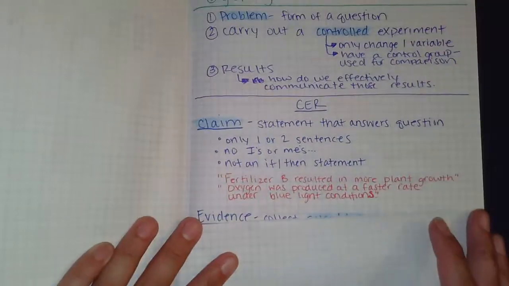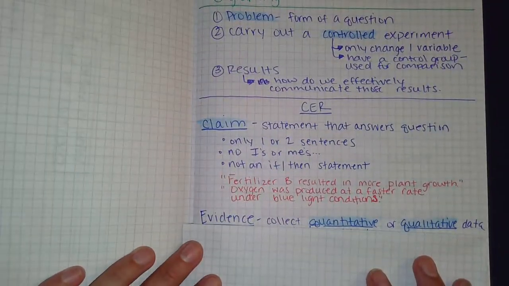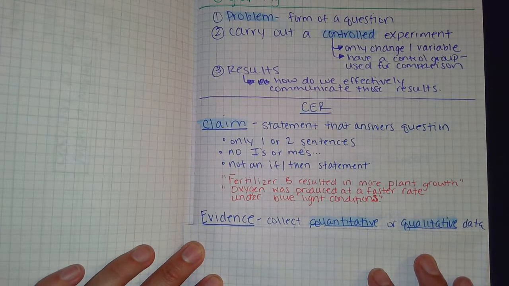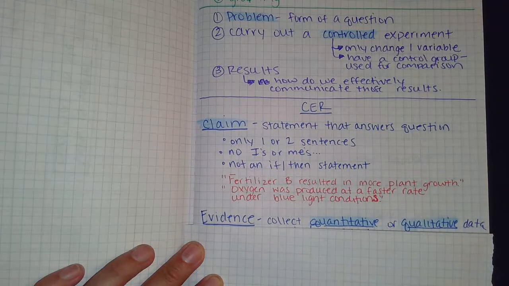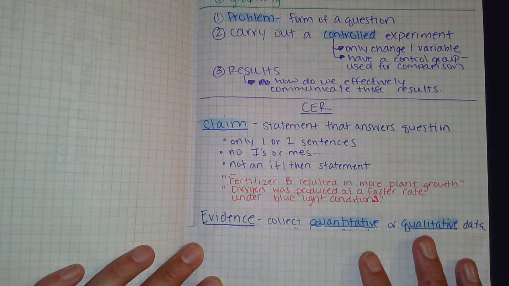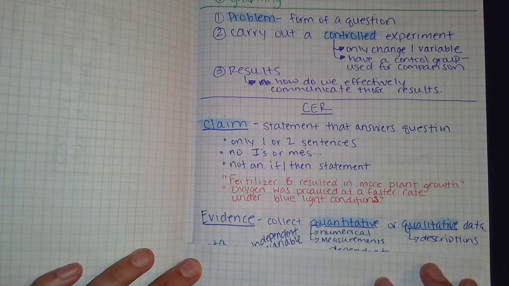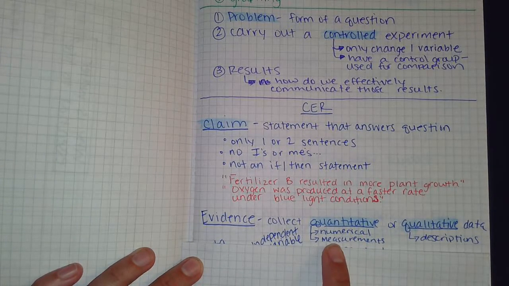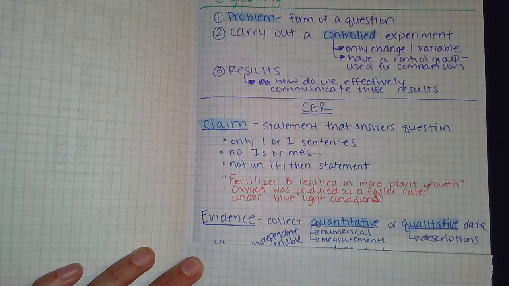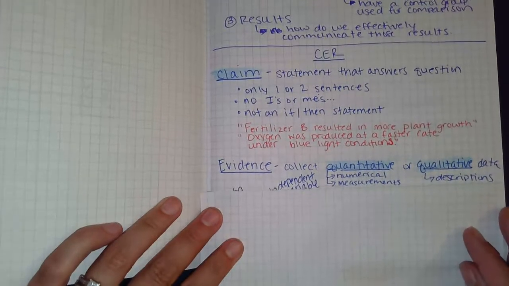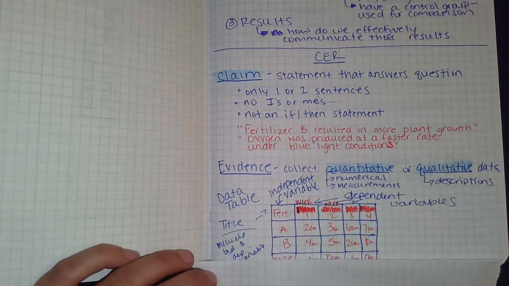Okay, the evidence section is usually pretty good too, but here's where we get some specifics on how we want to graph. So in the evidence section, you're going to collect one or two types of data, quantitative or qualitative. In quantitative, you are going to be looking at numerical measurements, okay, something with numbers in it, 10 centimeters, whatever. Qualitative is going to be more descriptive. The plant turned brown. It was withered, things like that. Okay, what things look like, smell like, things you can observe.